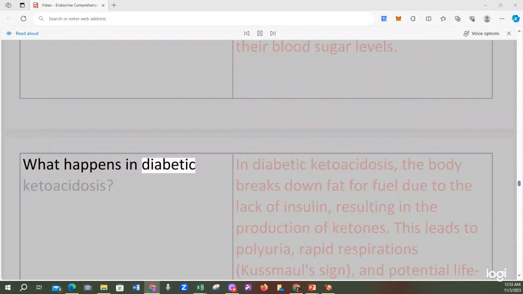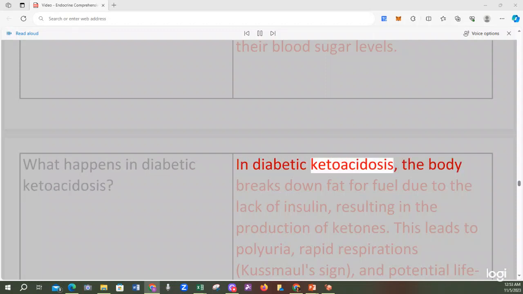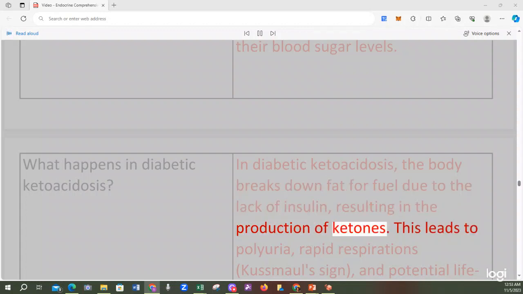What happens in diabetic ketoacidosis? In diabetic ketoacidosis, the body breaks down fat for fuel due to the lack of insulin, resulting in the production of ketones.